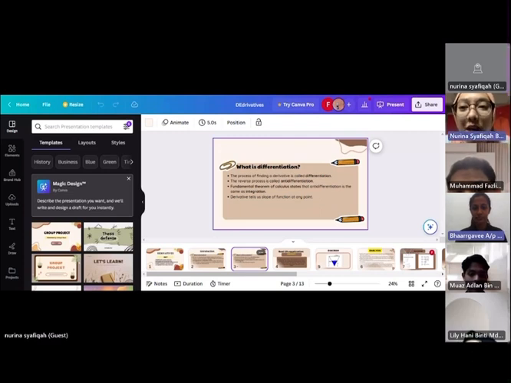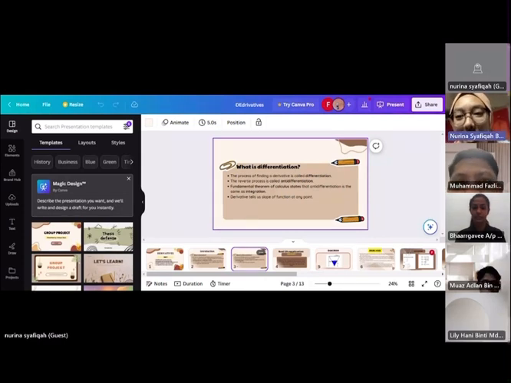I will present what differentiation is. The process of finding a derivative is called differentiation. The reverse process is called anti-differentiation. The fundamental theorem of calculus states that anti-differentiation is the same as integration. The derivative tells the slope of a function at any point. I will pass to the next presenter.